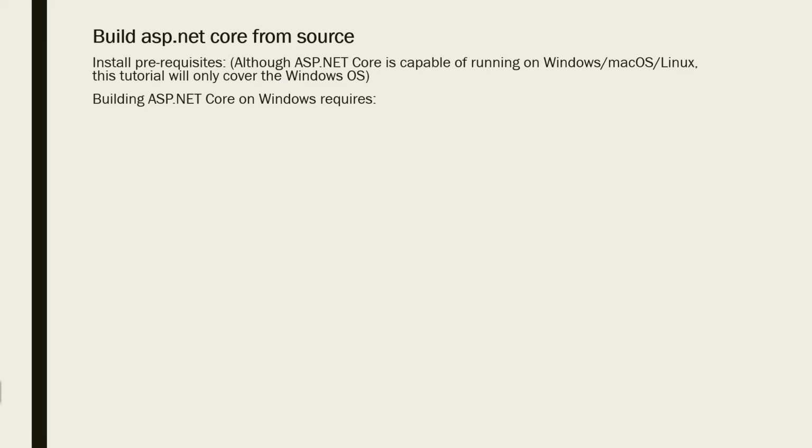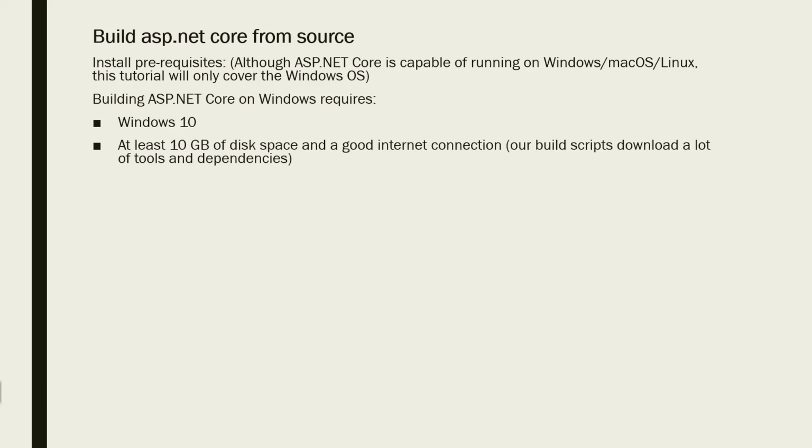So building ASP.NET Core on Windows requires Windows 10, which I believe most of you, if not all, would already have, at least 10 GB of disk space, and a good internet connection, because the build scripts download a lot of tools and dependencies. Sorry, I forgot to change this to Microsoft build scripts, it's not mine.